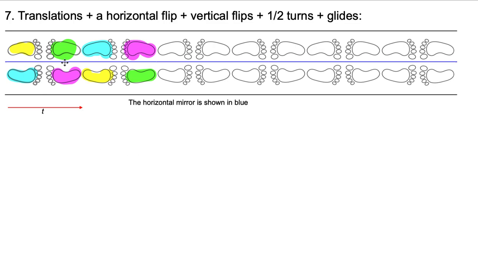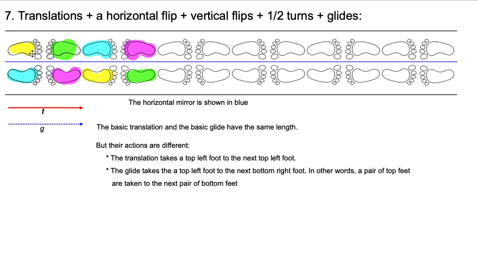Now, once we see how the glide works, it's also easy to see that the length of the glide is from these feet to these feet, because the whole set of 4 feet is moving into these 4 feet. In other words, the glide and the translation have the same length. But it's important to understand that the way that the translations and the glides act on the strip are very, very different. The translation takes top left feet into top left feet, top right feet into top right feet, bottom right feet into bottom right feet, bottom left feet into bottom left feet.